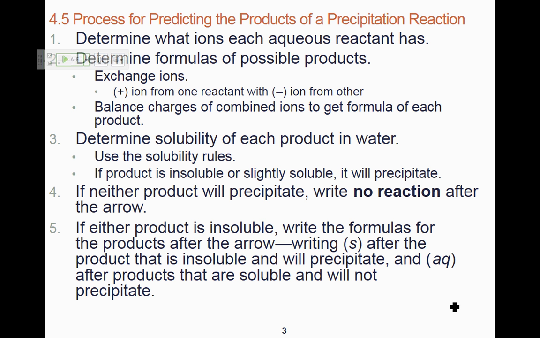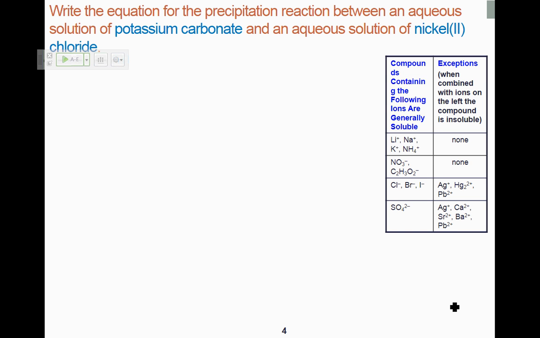If either product is insoluble, then we'll write a solid after the product, and everything else that is soluble we're still going to keep as aqueous. So that's fairly straightforward. And then of course the last step, we're going to balance the equation, because we always want to make sure our equation is balanced. So let's look at one.